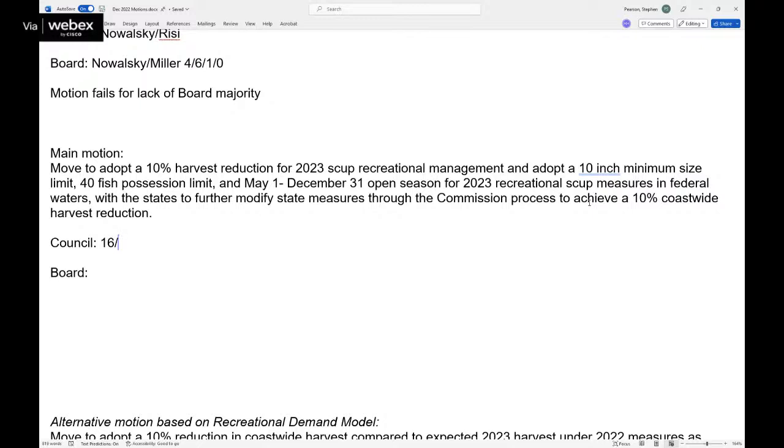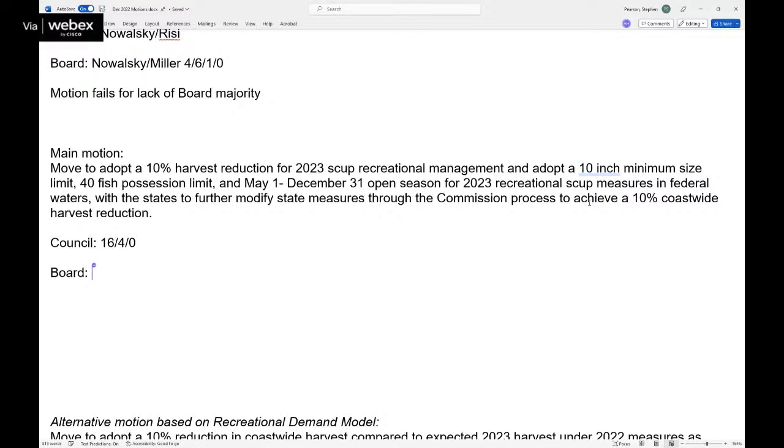$16. Okay, that's 16 in favor. If you can lower your hands, please. All those against? Or all those opposed? I have 4. Any abstentions? Seeing none, motion carries the council 16-4-0.